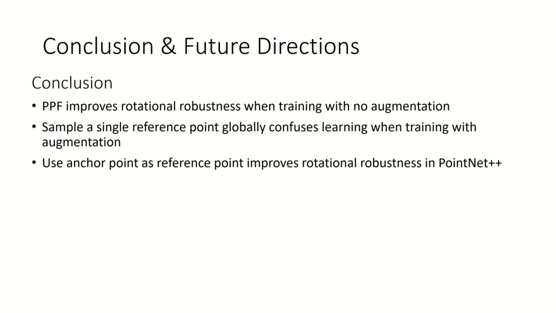Sampling a single reference point globally does not work when training with augmentation. Using the anchor point as the reference point improves the rotational robustness in PointNet++.